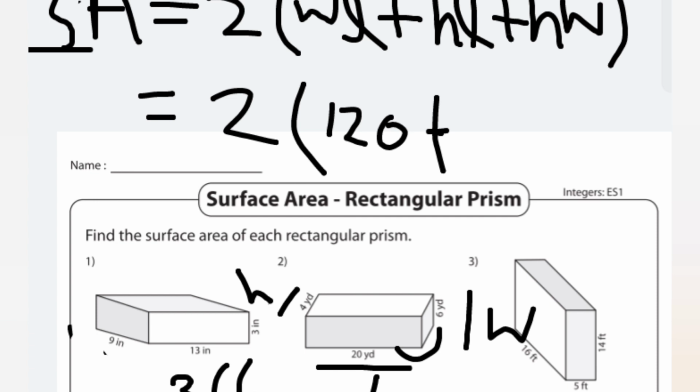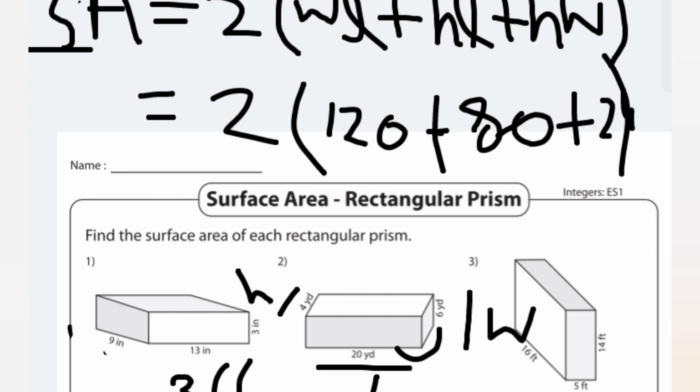So height is 4 and the length is 20. If I multiply 20 with 4, we got 80. And the next one is our height times width. So height is 4 and the width is 6. So 6 times 4 will be equal to 24. So we will write 24. After that we will add all the values.